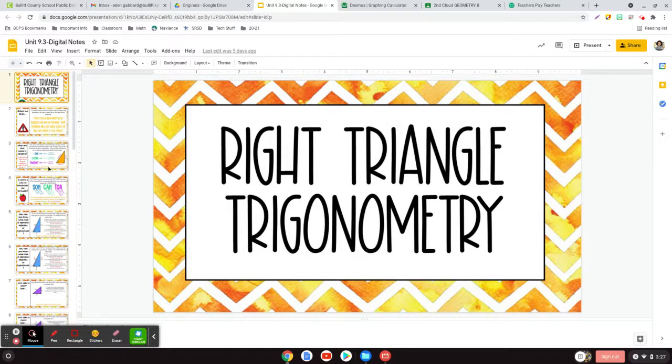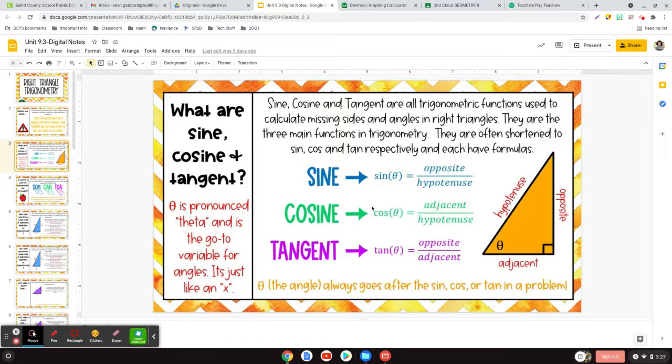Remember, we have covered the functions of right triangle trigonometry. The three main functions are sine, cosine, and tangent. These are what the functions look like. Remember that sine equals opposite over hypotenuse, cosine equals adjacent over hypotenuse, and tangent equals opposite over adjacent. And we get these opposite and adjacent from the measures of the sides of the triangles, and we label them based on our angle that we're looking at.